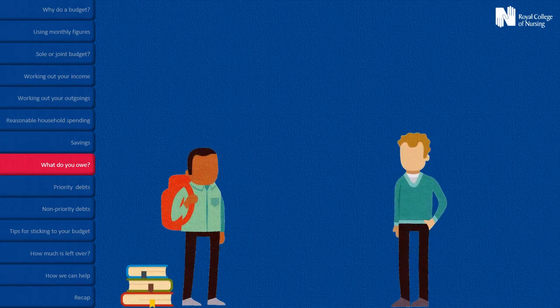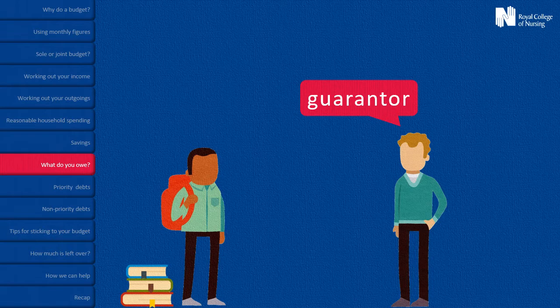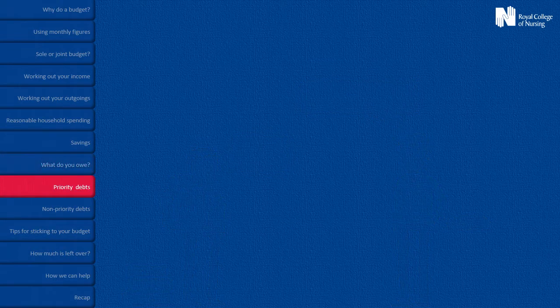Some creditors ask borrowers for a guarantor before agreeing to lend money or provide a service. If the person who borrows the money or used the service doesn't pay, the creditor can ask the guarantor to pay.